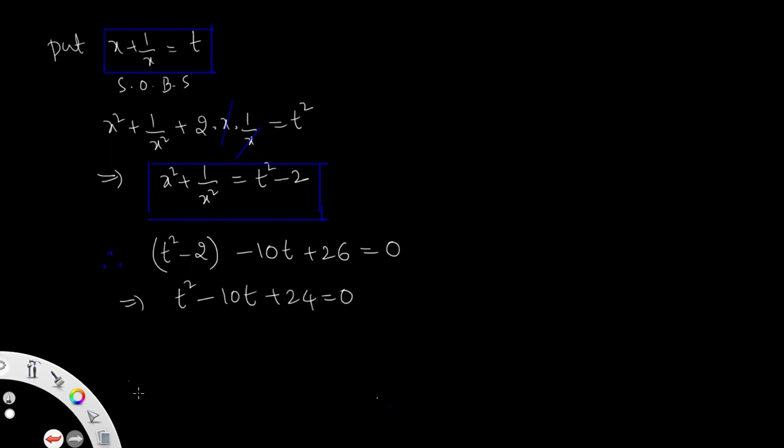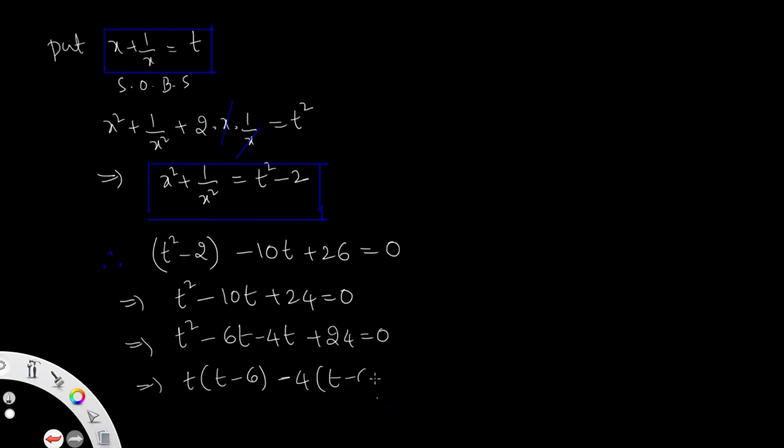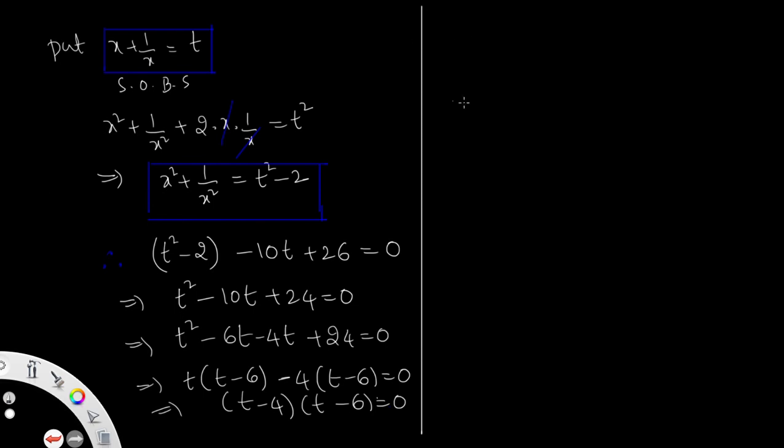So that is 6 and 4 making 10. That means t square minus 6t minus 4t plus 24 equal to 0. So that is t into t minus 6 minus 4 into t minus 6 equal to 0. So that is t minus 4 into t minus 6 equal to 0. Therefore, t equal to 4 is one of the roots, or t equal to 6 is the other root.